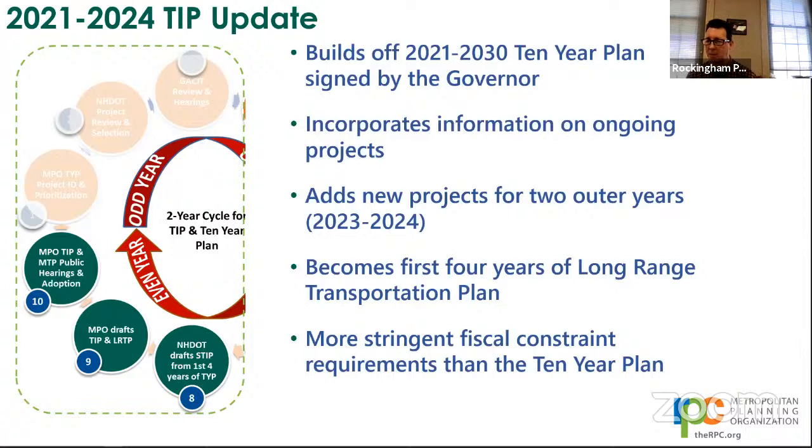And as I said, it becomes the first 4 years of our long range plan. The fiscal constraint requirements that we have are more stringent for the TIP than they are for the long range plan or the state 10-year plan. We have to demonstrate that we are fiscally constrained by fiscal year and by funding program. So it's a little bit more detail than what we have to do at the plan level, which is basically ensuring that we're fiscally constrained by fiscal year.